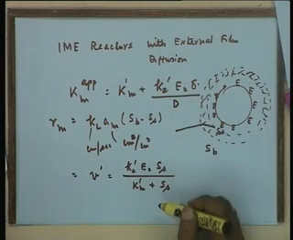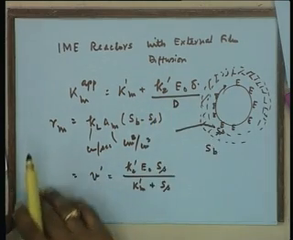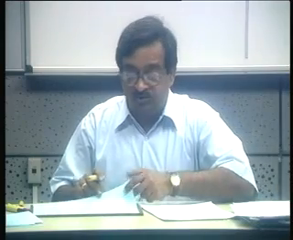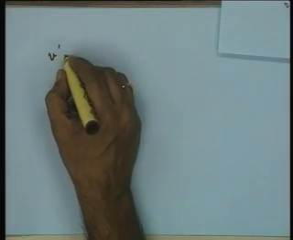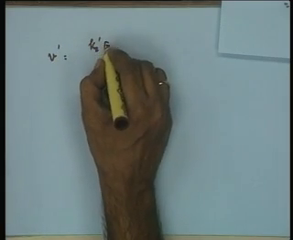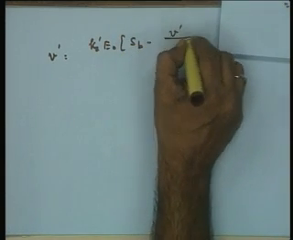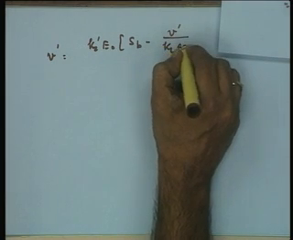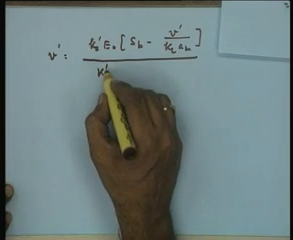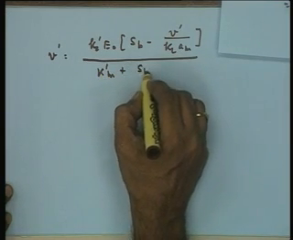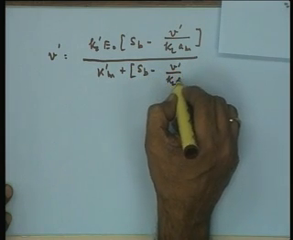Now, if you substitute the magnitude of SS from this expression and simplify, you get V naught is equal to V dash is equal to K2 dash E naught into (SB minus V bar upon KLAM) upon K dash M plus (SB minus V bar upon KLAM).